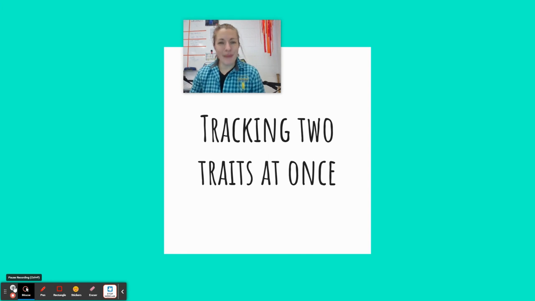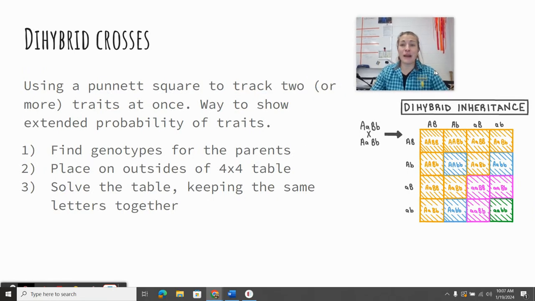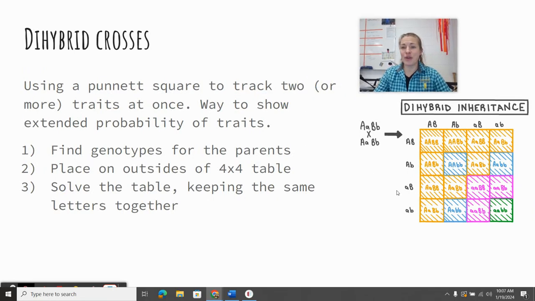And we're back. Well, so we are going to look now at how scientists actually track two traits at once, because very rarely are we only looking at one thing at a time. Sometimes we want to look at the probability of two traits getting passed on to an individual, because sometimes two genetic conditions can actually, when mixed together, make a worse genetic condition, or they can help each other out. So we want to be able to track two traits at one time. This is done by using something called a dihybrid cross.